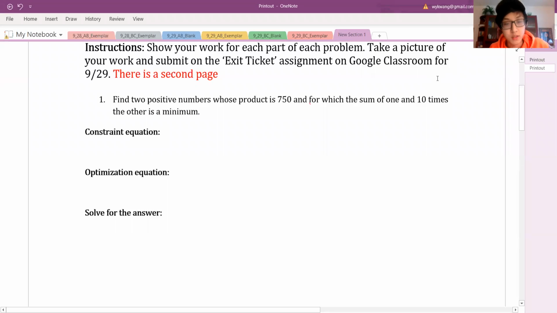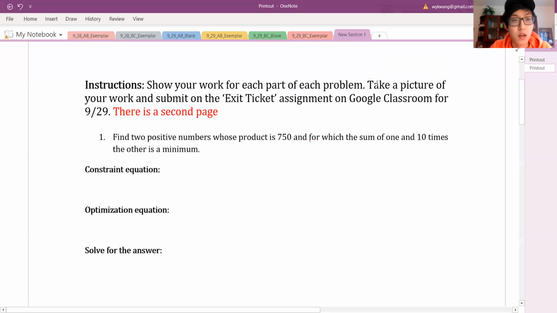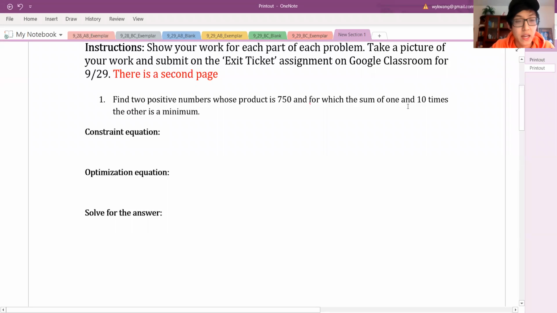Hi everyone. So I'm gonna do an exit ticket run through really quick. Today our first problem is to find two positive numbers whose product, I'm gonna switch this out from 750 to 250, and for which the sum of one and 5 times the other is a minimum.